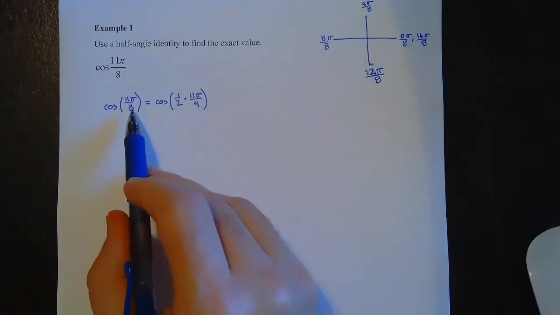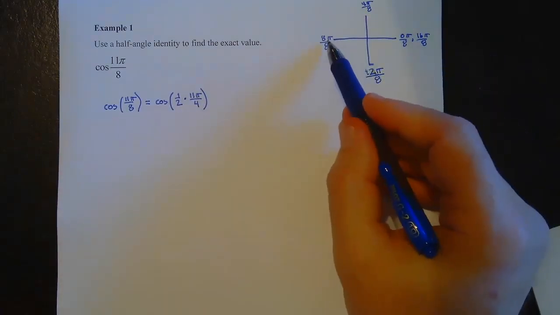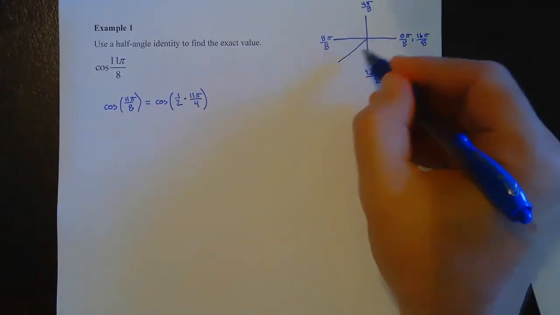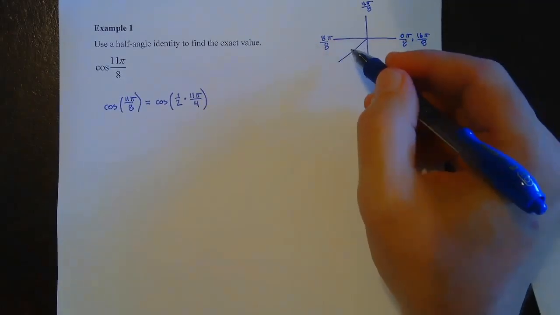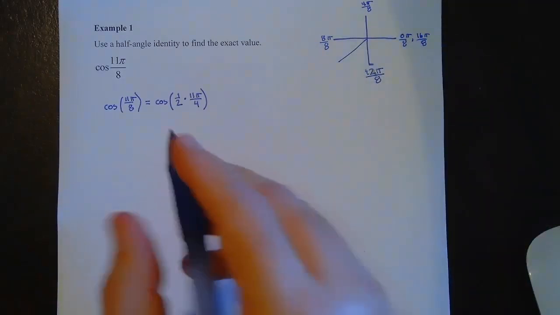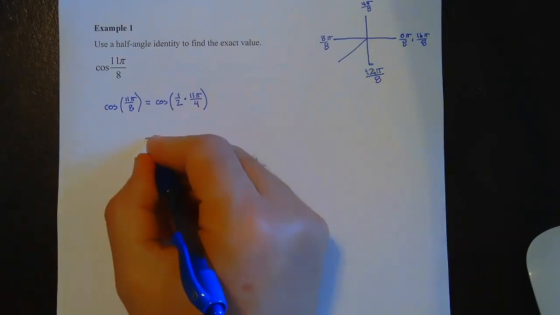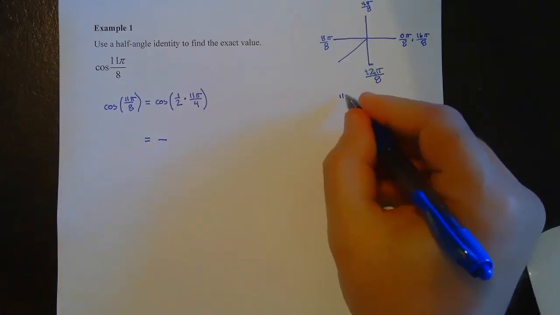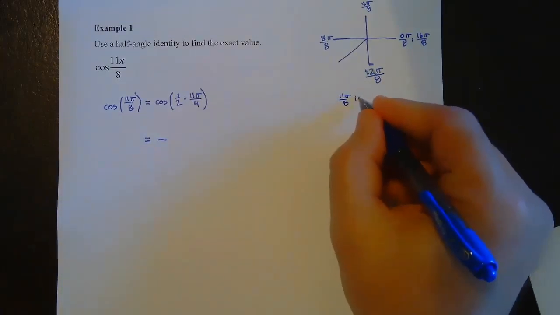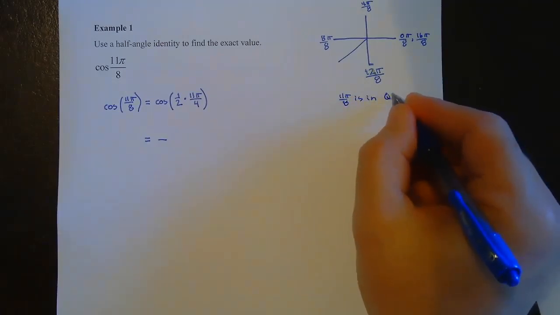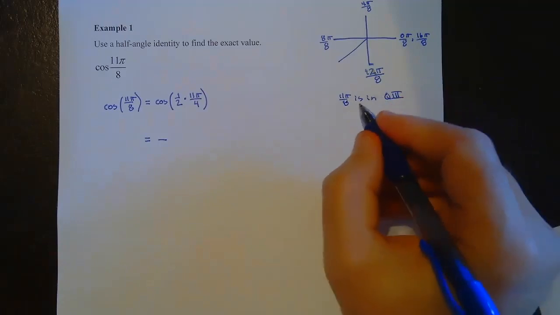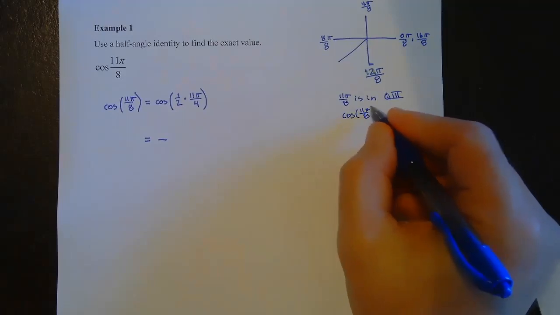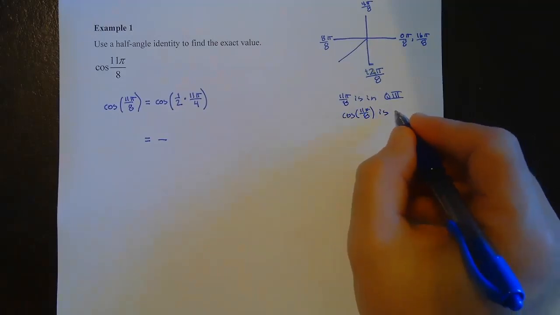Okay, so we have 11 pi over 8, right? So 11 pi over 8 is somewhere in between 8 pi over 8 and 12 pi over 8. That's in the third quadrant. Well, what do we know about cosine in this third quadrant? Well, it's negative, right? So 11 pi over 8 is in quadrant 3, and cosine of 11 pi over 8 is negative.